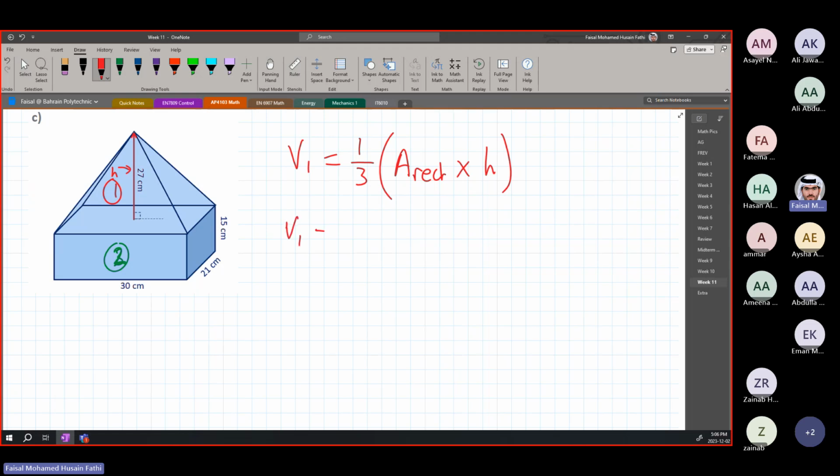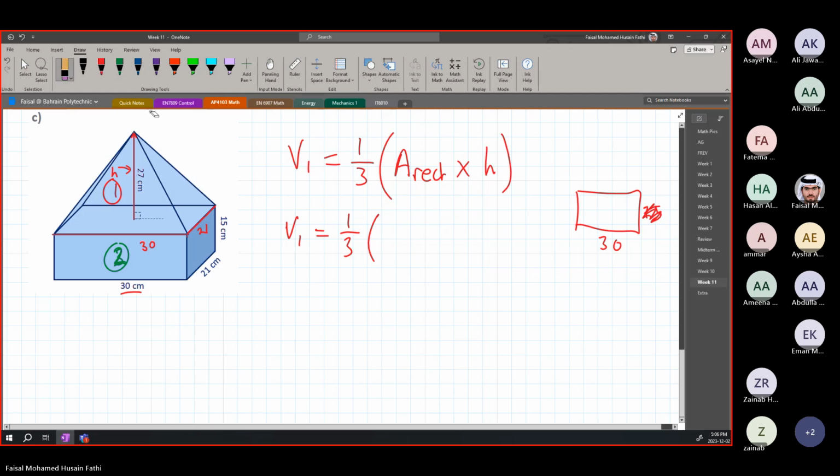Area of a rectangle is equal to, in this shape, the rectangular shape is 30, 15. Why? Because this is 30. This is 15. How did I know that? This is 30, so this has to be 30. Sorry, 21. This is 21, not 15. 21. Okay. Why not 1 over 6?